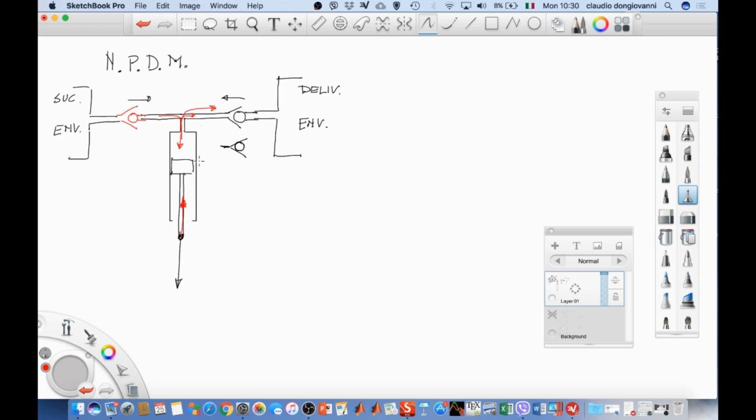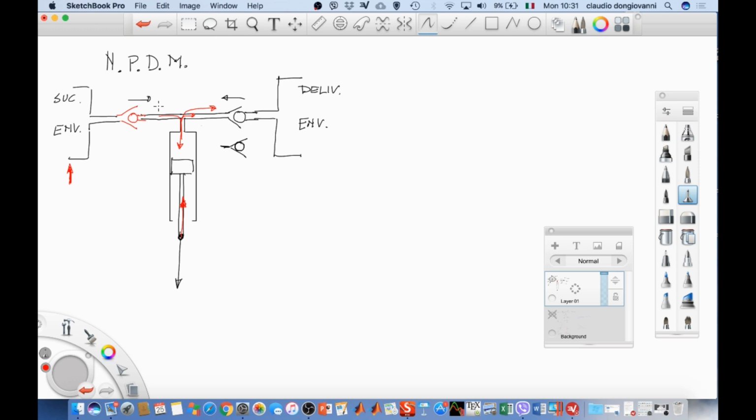At the same time, if you substitute the water in the delivery and the suction environment with air, you are able to realize a net positive displacement compressor because you are working with air. So in this case, we have a very simple machine able to take fluid from the suction environment and increase the pressure in order to open this valve and send it to the other environment. So this will be the subject of a part of our course.